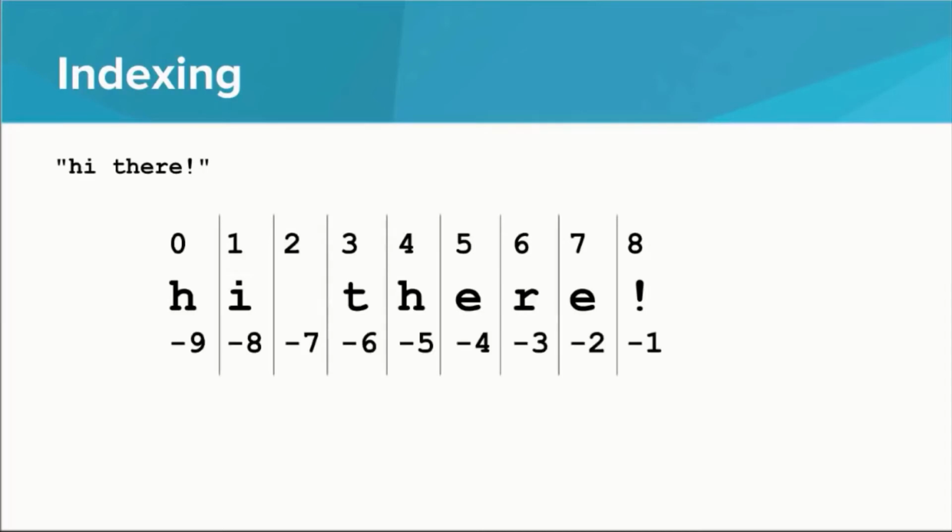Each character can also be identified with a negative number. The rule here is that the last character always has the index -1, and as you go left, the indices go down by 1 each time.